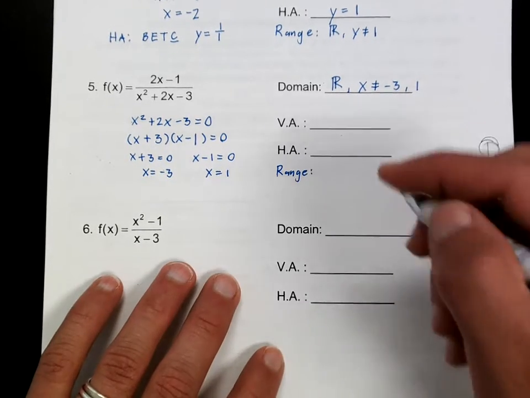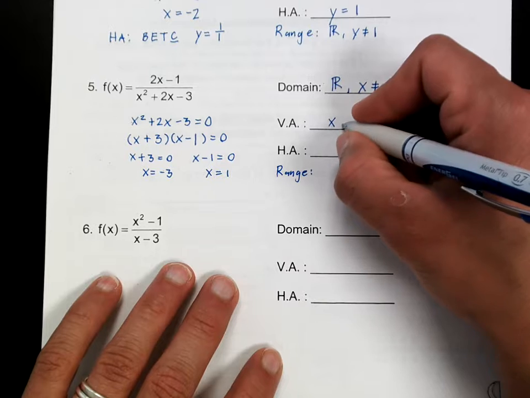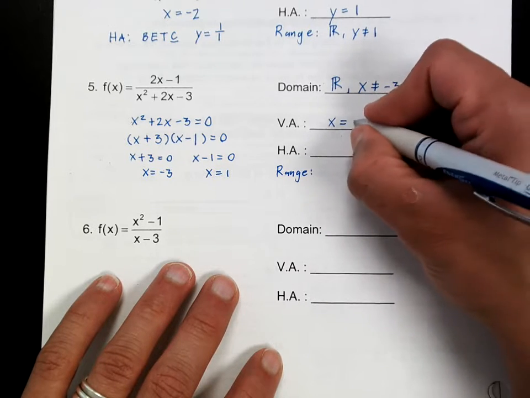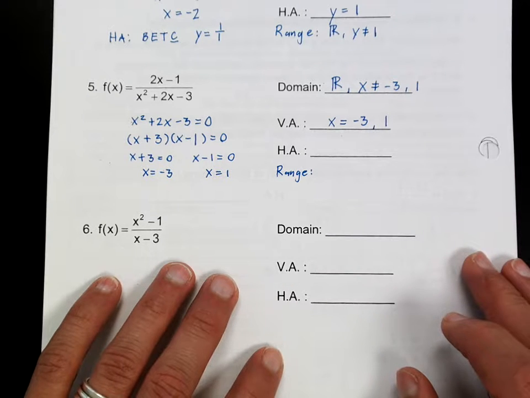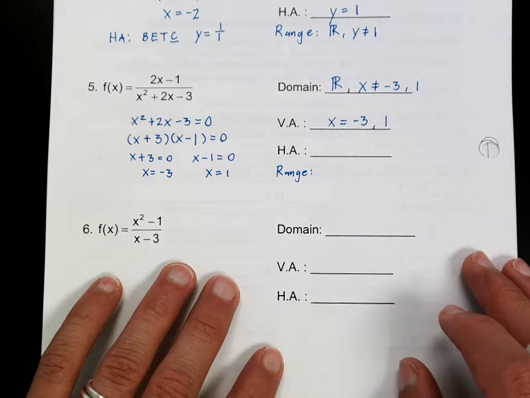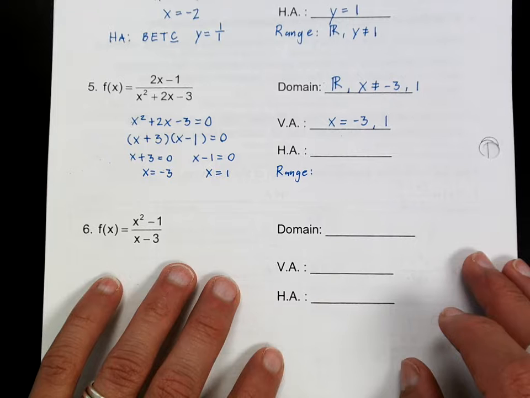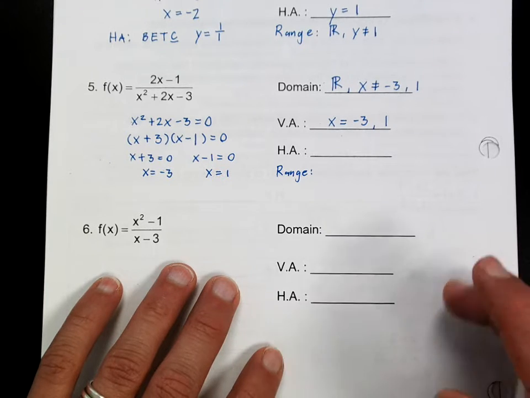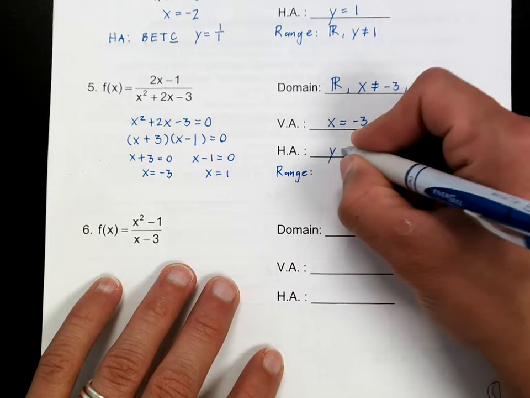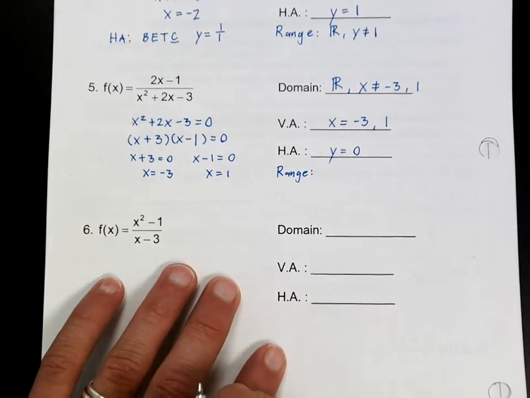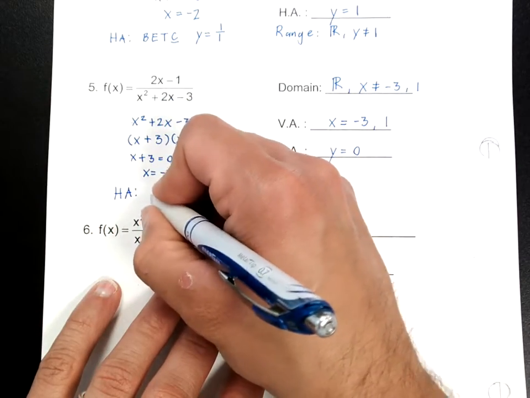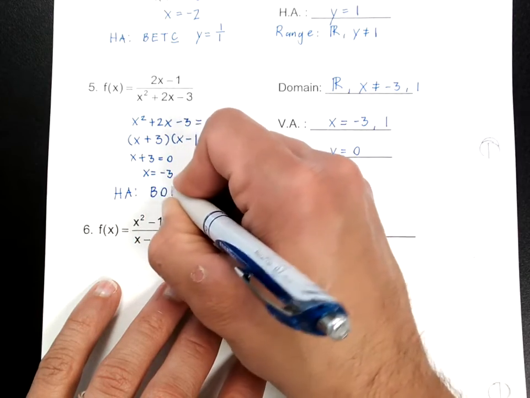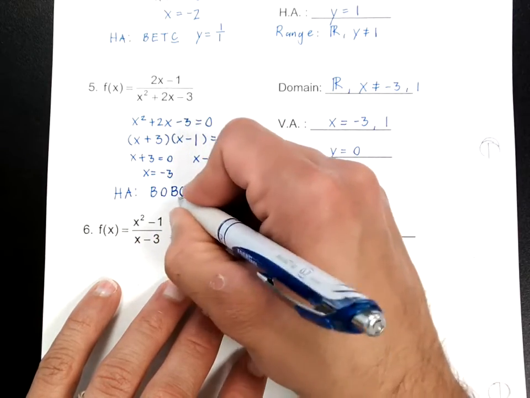Okay, so vertical asymptotes are going to be the same, at least in this case. Okay, now horizontal asymptotes. Which degree is bigger, bottom or top? Bottom. Great. y is equal to 0. All right, so again, horizontal asymptotes. This would be BOBO because the bottom is bigger, so y is equal to 0.